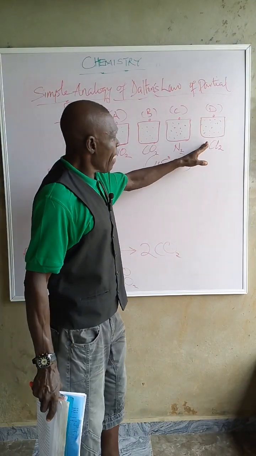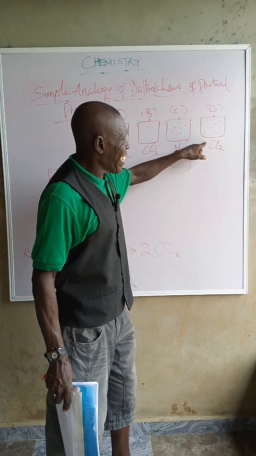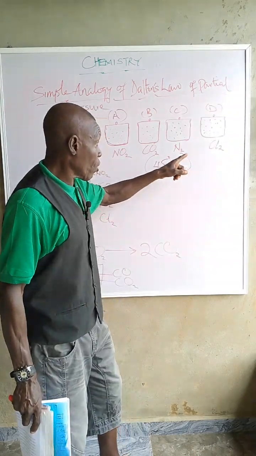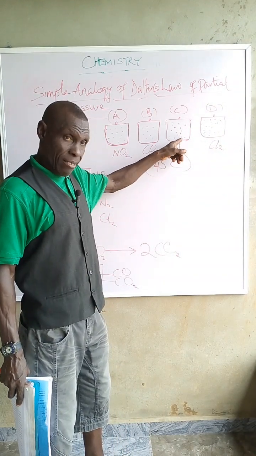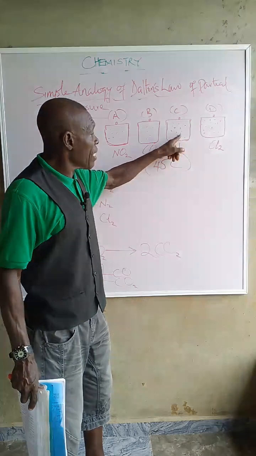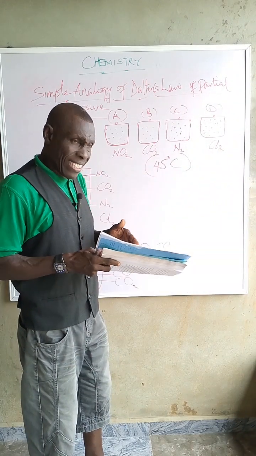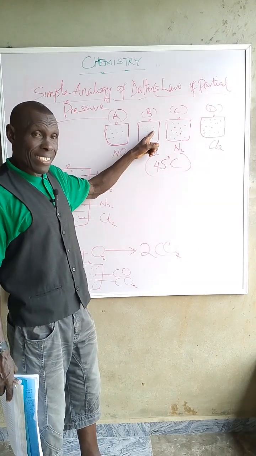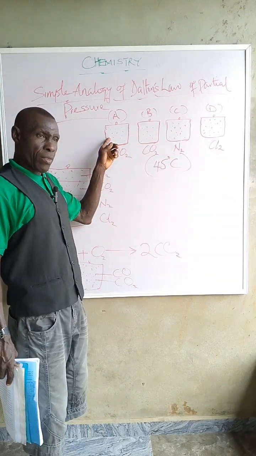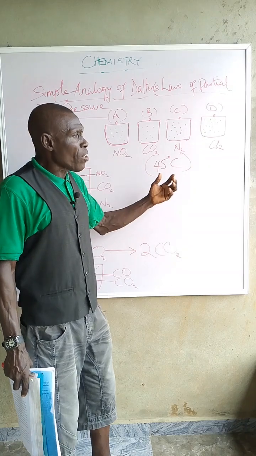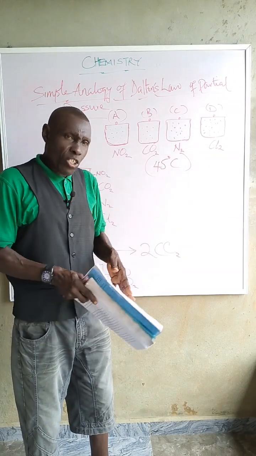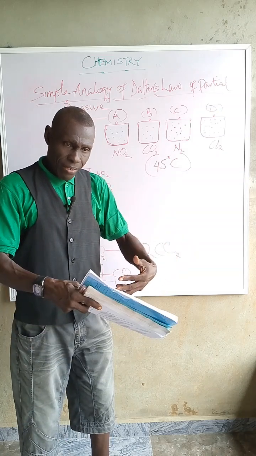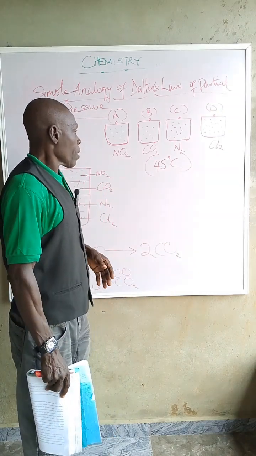Now, the pressure that will be exerted by the molecules here cannot be the same as the pressure exerted by the molecules in this one. Likewise, the molecules here, the pressure they will exert will not be the same as the pressure the molecules there will exert. The same thing applies to here. Because the pressure is as a result of what? The frequency of the collisions of the molecules in the container among themselves and against the wall of the container.